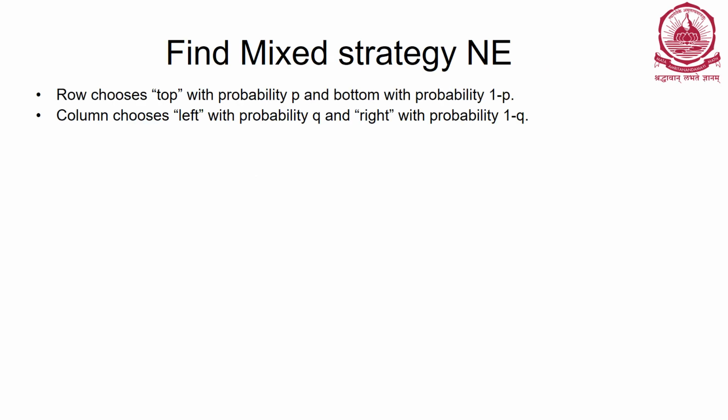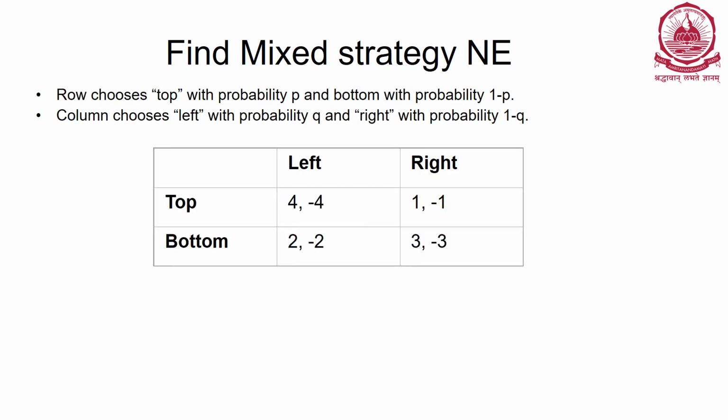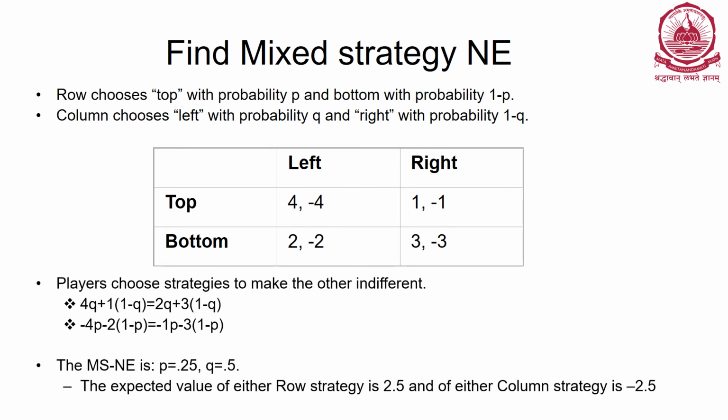So there are infinitely many possible mixed strategies, and we found that 0.5 is the mixed strategy Nash equilibrium. There is another game. Row chooses top with the probability P and bottom with probability 1 minus P. Column chooses left with the probability Q and right with the probability 1 minus Q. You can see the steps are exactly similar to the previous game. You work it out and then verify that your answer is 0.25 and 0.5.